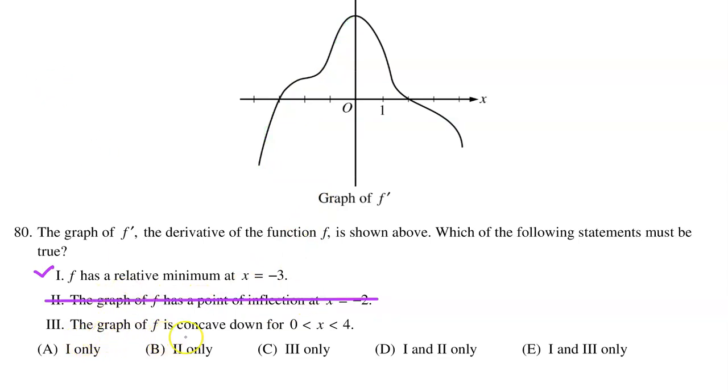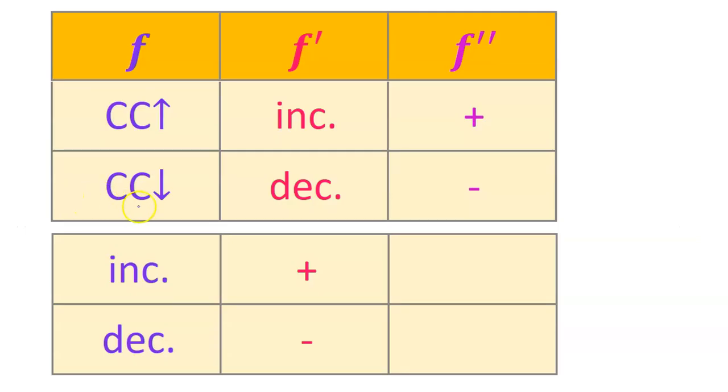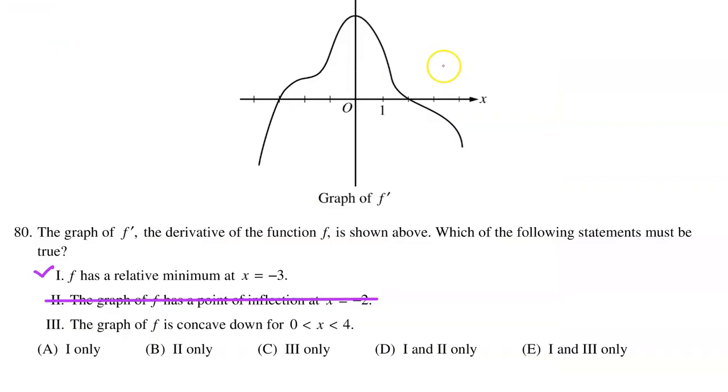Statement 3. The graph of f is concave down on the interval from 0 to 4. Wherever f is concave down, our graph of f prime should be decreasing. So let's look back at the graph of f prime and see if it is decreasing on the interval from 0 to 4. We can see that the graph of f prime is indeed decreasing on the interval from 0 to 4. So yes, the graph of f is concave down on this interval. Since only statements 1 and 3 are true, the answer is E.